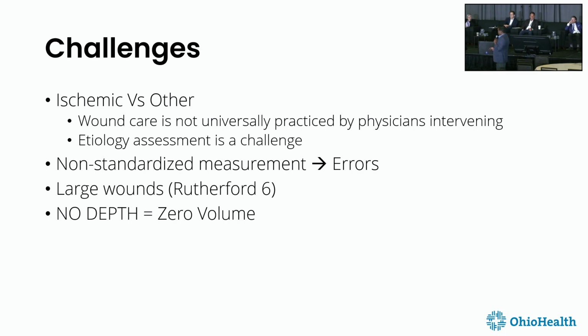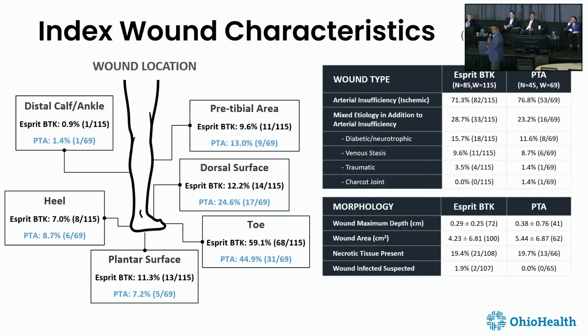So large wounds are difficult, Rutherford 6. You need to have a wound in one plane to get that dimension, otherwise you can't. And as I said, if there is no depth because of eschar, the volume comes to 0, the basics of math. So if you are calculating volume of wounds, it better have depth, otherwise it's 0 volume, meaning it's non-existent, which is weird. So here is what we learned.